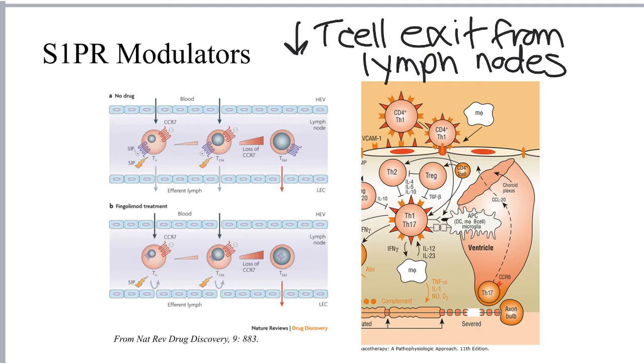As you can see in the figure on the left, in the absence of drug, sphingosine 1-phosphate, the endogenous ligand for these receptors, contributes to the normal process of T cell exit from the lymph node. When these modulator drugs are on board, the sphingosine 1-phosphate receptor is absent or missing from the surface of T cells, and therefore these T cells do not have their normal signal to be able to exit the lymph node, and they are sequestered there, and they cannot eventually migrate to the CNS and cause damage.